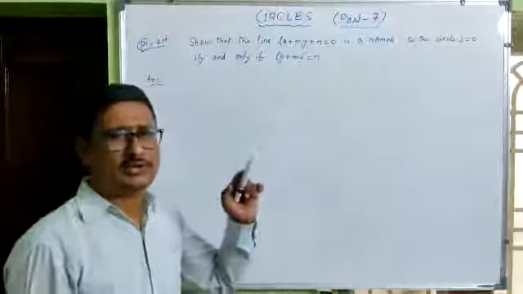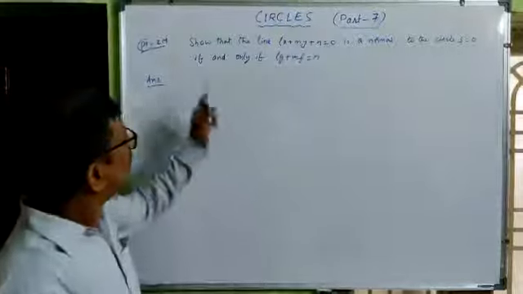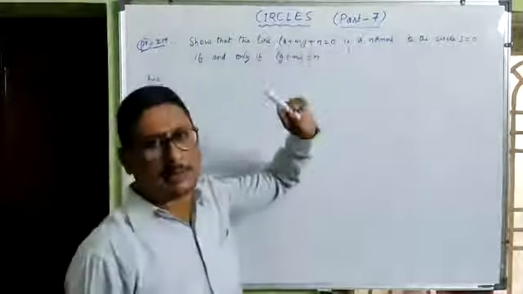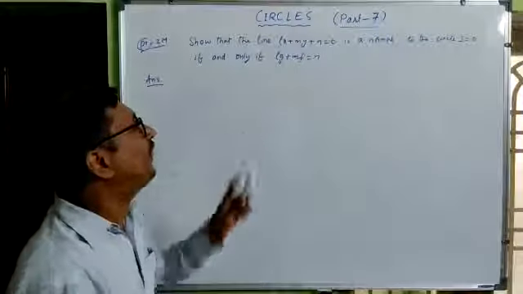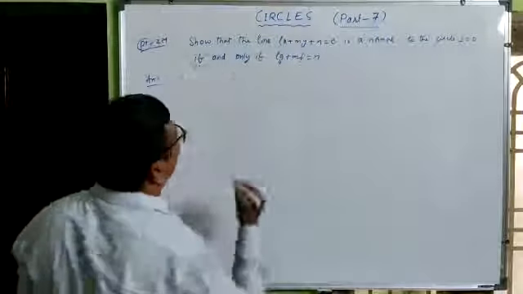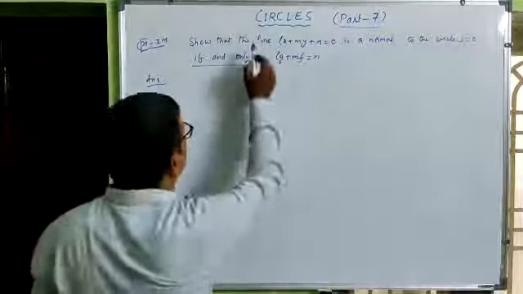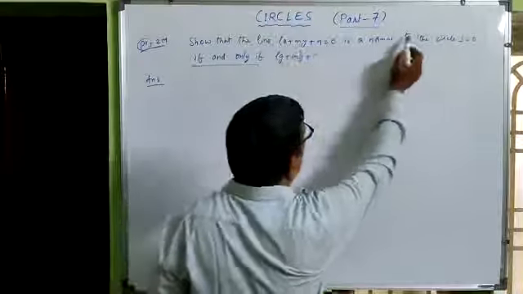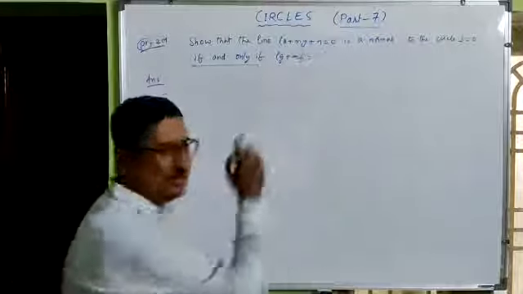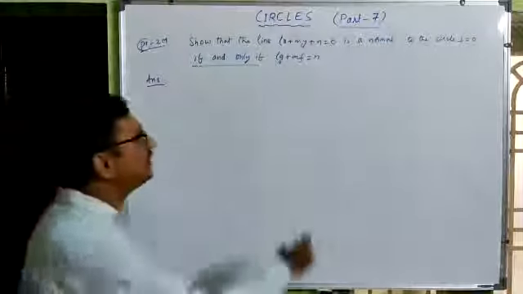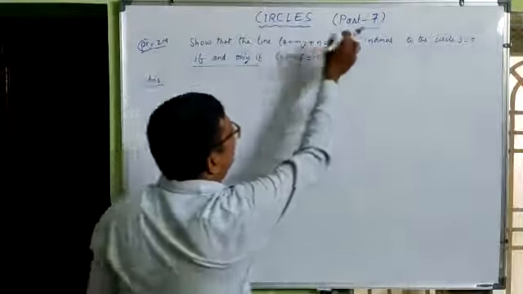Let's go to the problem. This was asked for 2 marks. This is also very important, a very simple problem. Show that the line Lx plus My plus N is equal to 0 is a normal to the circle x square plus y square plus 2gx plus 2fy plus c is equal to 0 if and only if Lg plus Mf is equal to N. So this is an if and only if condition. It means if the line is a normal to the circle, then the condition is Lg plus Mf is equal to N. Otherwise, if Lg plus Mf is equal to N, then this line is a normal.